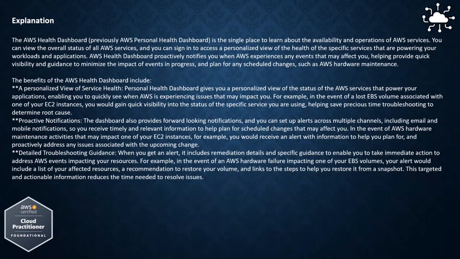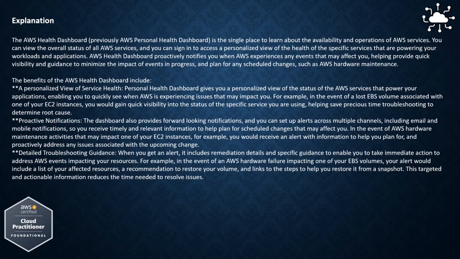Proactive notifications. The dashboard also provides forward-looking notifications, and you can set up alerts across multiple channels, including email and mobile notifications, so you receive timely and relevant information to help plan for scheduled changes that may affect you. In the event of AWS hardware maintenance activities that may impact one of your EC2 instances, for example, you would receive an alert with information to help you plan for and proactively address any issues associated with the upcoming change.